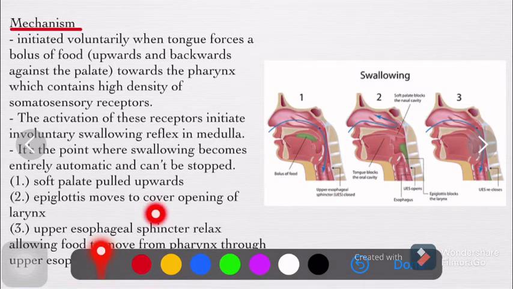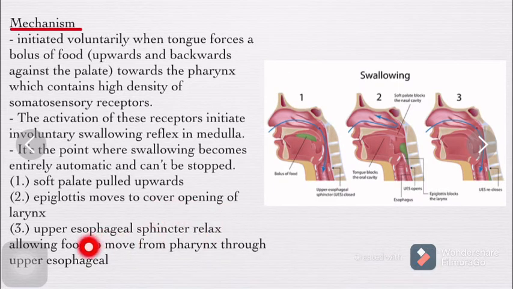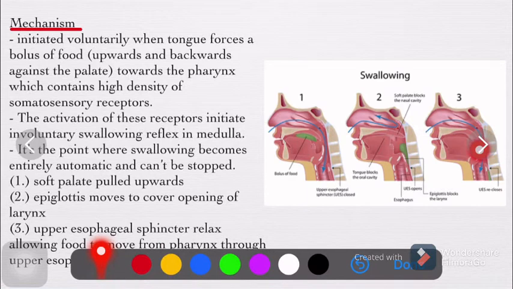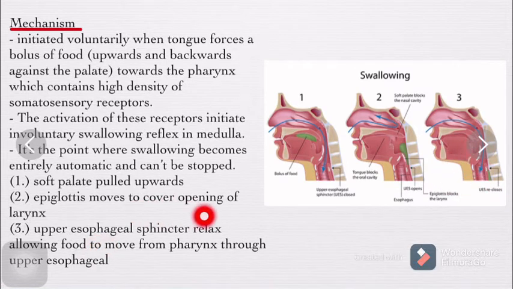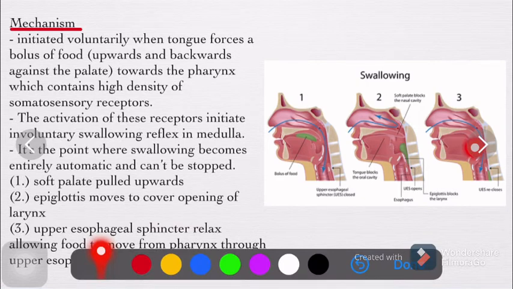The upper esophageal sphincter relaxes, allowing food to move from the pharynx through the upper esophageal part. So we know that the upper part of the esophagus is guarded by the upper esophageal sphincter. This sphincter relaxes so that the food can pass from the pharynx through the upper esophagus towards the deeper part of the esophagus.